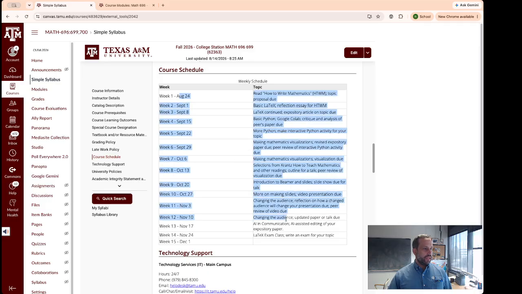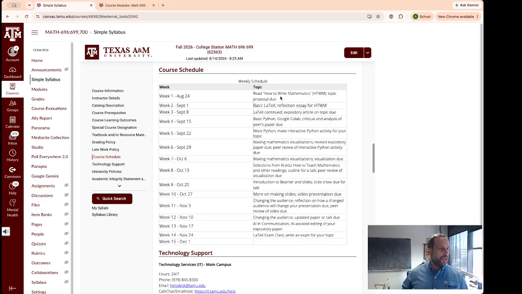This is the weekly schedule. So the first week, we're going to be looking at how to write mathematics. This is a paper written by Paul Halmos. Paul Halmos was a mathematician. He died a while ago, but he was known to be a very good expositor of mathematics. So he wrote a paper going over his philosophy about writing mathematics.